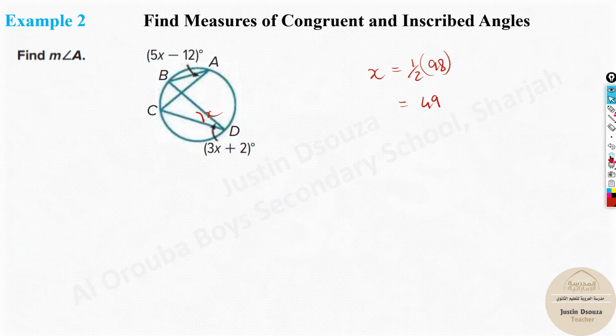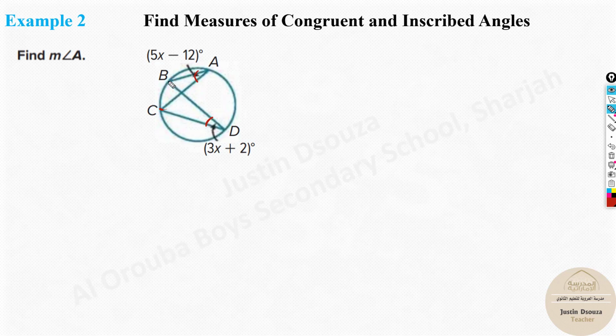That's how we measure it. And now we had the other theorem where inscribed angles are congruent if the intercepted arcs are the same. Now let's look carefully at this figure. We need to find the measure of angle A. A and D will be equal in this case.